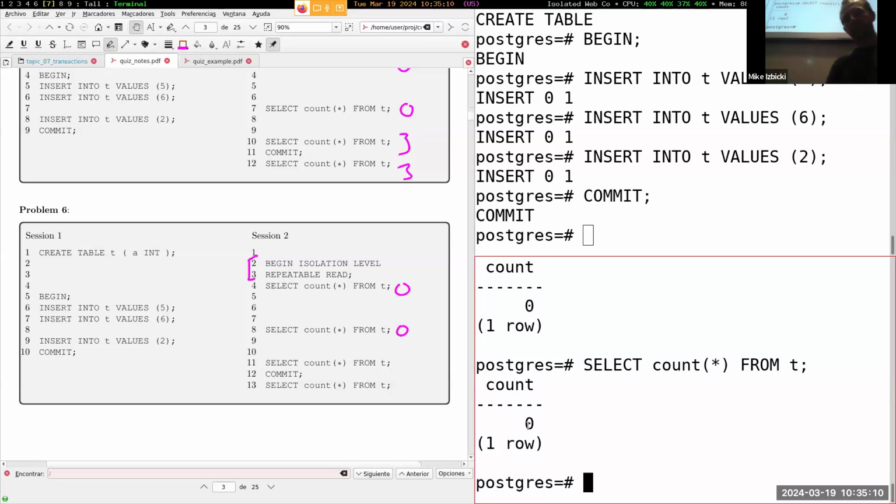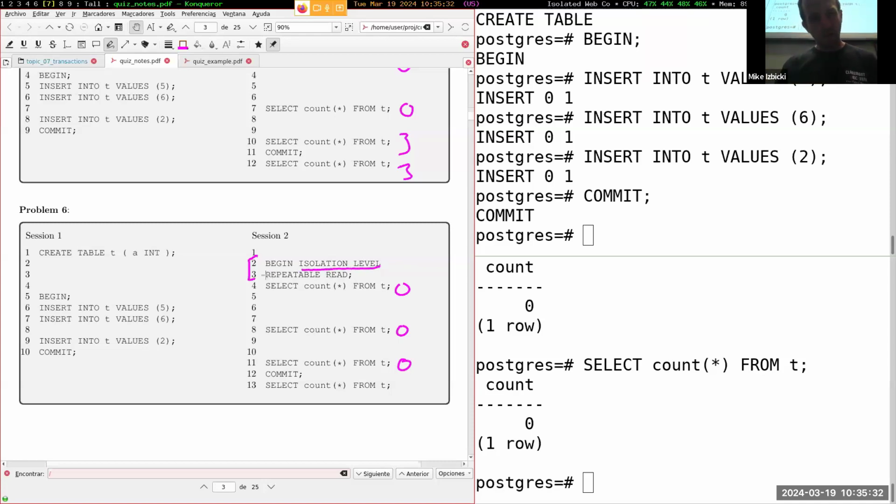And notice that I get a 0 down here as the result of this command right now. There is a 0 right here instead of a 3. In the previous problem, I got a 3 on line 10, but now on problem 6, I'm getting a 0 from this select count star from T. The only difference between problem 5 and problem 6 is that in problem 6, I have begin isolation level repeatable read. This isolation level repeatable read is the only part that is different about problem 6 right here.